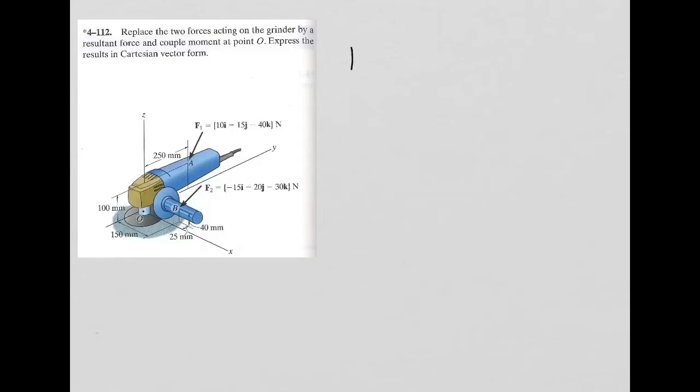So the first thing I'm going to do is to obtain the resultant of the forces. Basically, in this case I have two forces, so that resultant is going to be equal to force F1 plus force F2. I have the vectors of these two forces, so I can continue here. Force F1.